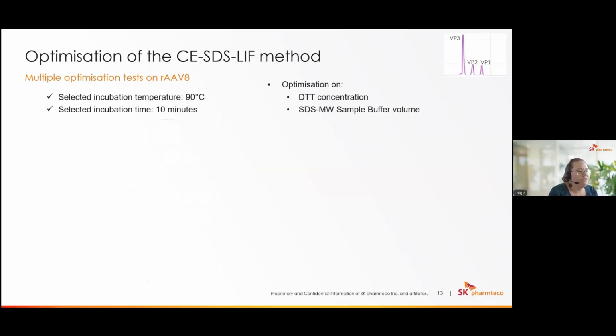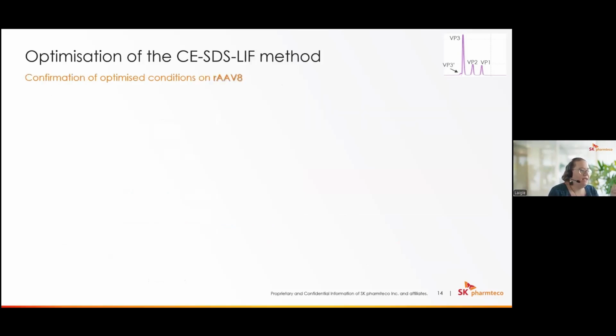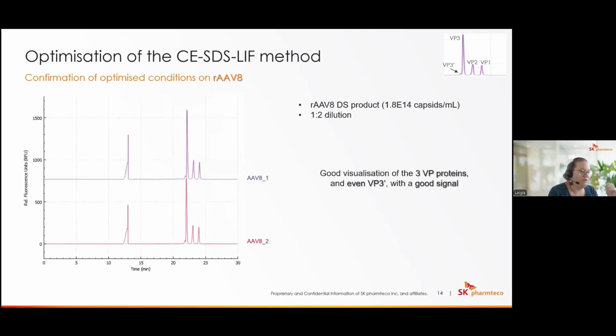In the same way, we studied the impact of the volume of the SDS molecular weight sample buffer and the concentration of the ChromeoDye in order to obtain the best conditions for the denaturation and labeling of VP proteins. This is how we determined the best condition for the denaturation and labeling of our rAAV8 DS and DP products for the CE-SDS LIF method. With this optimized method, we achieved a very good visualization of the 3 VP proteins as well as the VP3 prime protein. This optimization of the method for this serotype was therefore done.